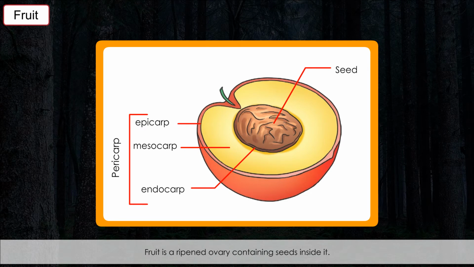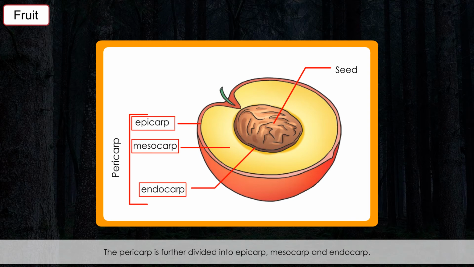Fruit. Fruit is a ripened ovary containing seeds inside it. The external wall of the ovary develops into fruit wall known as pericarp. The pericarp is further divided into epicarp, mesocarp and endocarp.